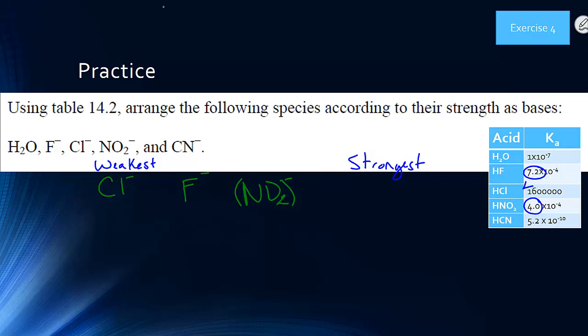After that, we get to 10 to the negative 10th or 10 to the negative 7th. 10 to the negative 7 is bigger than 10 to the negative 10th, so water would have to come next, and that only leaves the cyanide ion as the strongest conjugate base on the screen, because it's the weakest conjugate acid.